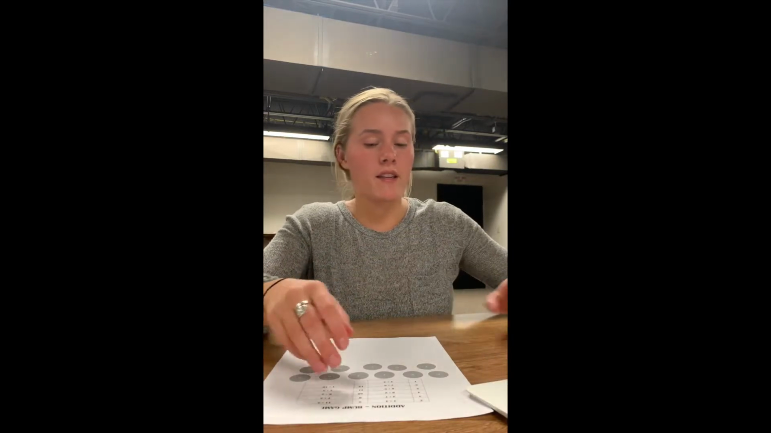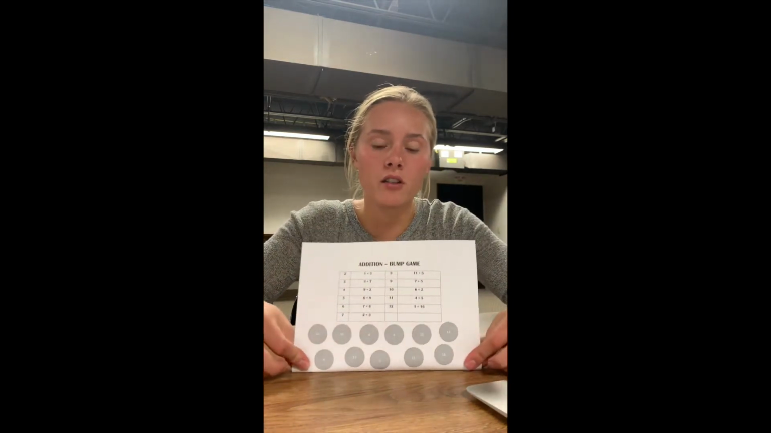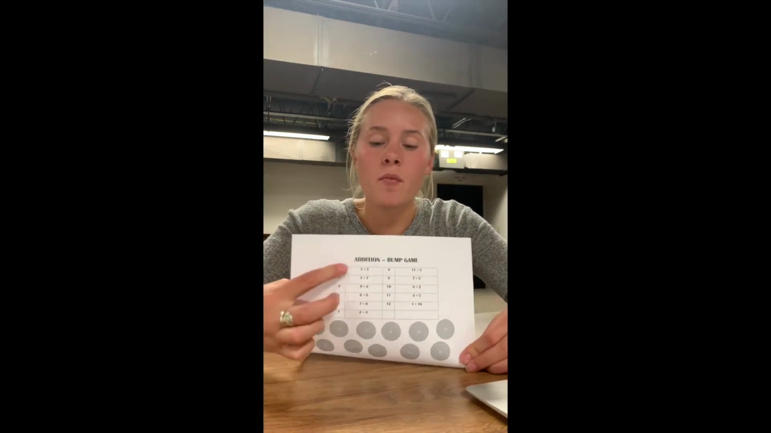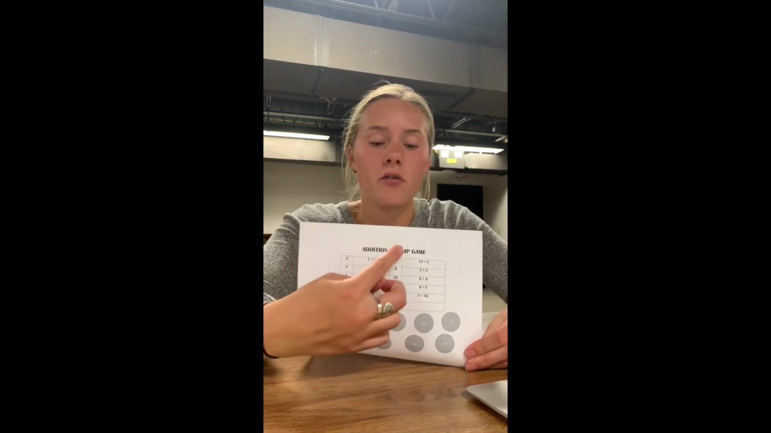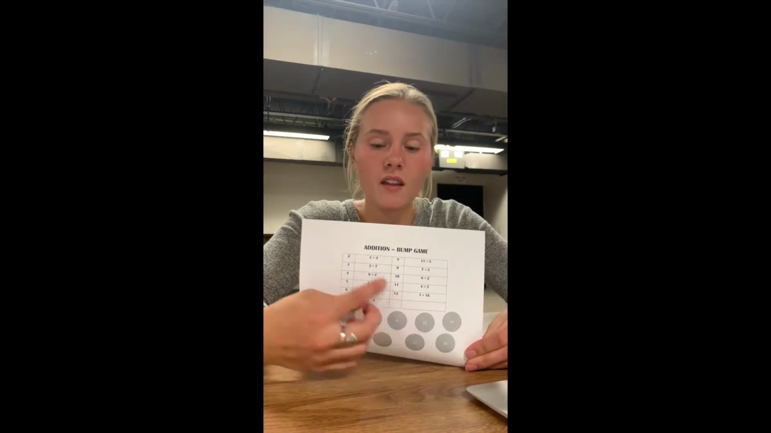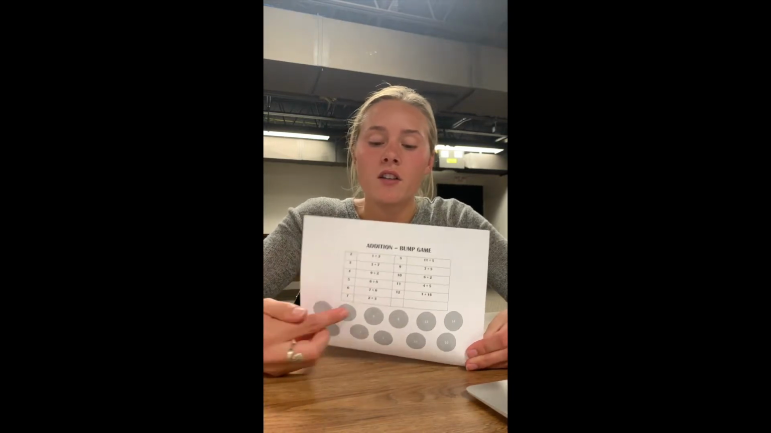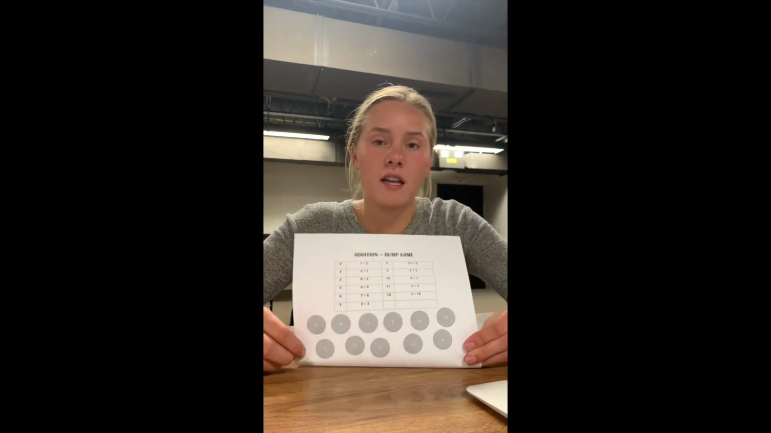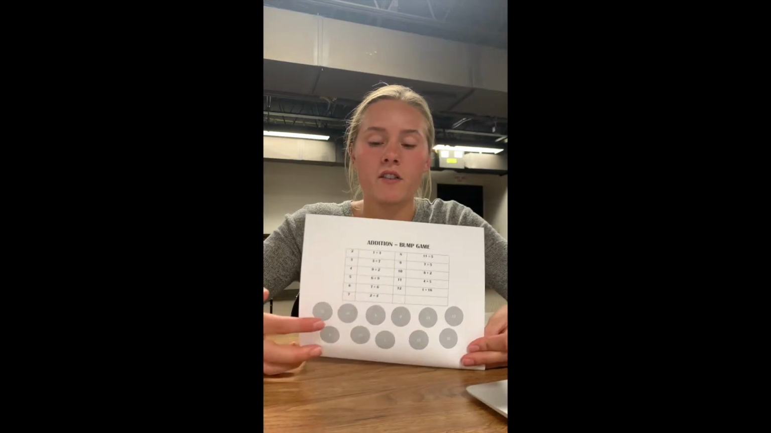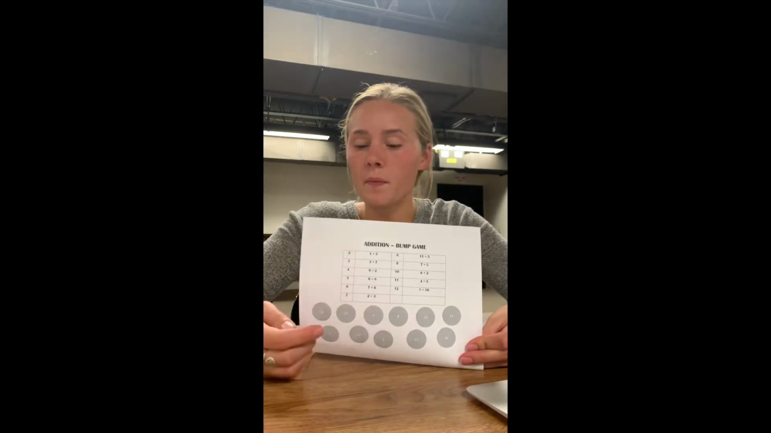So basically, to play this game, you're gonna have this game board. It's called the bump game. It's sort of similar to checkers. So there's 11 boxes numbered 2 through 12. Each box has its own addition problem. There's an answer below in these discs. There's 11 different discs, and there's an answer that correlates with each problem.